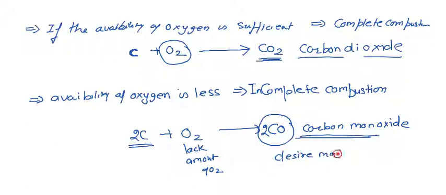So I'll consider two types of combustion reaction: one is incomplete combustion, one is complete combustion. Complete combustion means when the fuel is burned in the presence of a sufficient amount of oxygen, it will burn completely and you will get the desired product. And when the availability of oxygen is less than required by the fuel, it will not burn completely and the product is not obtained in the desired manner.